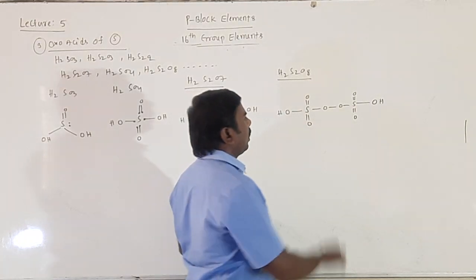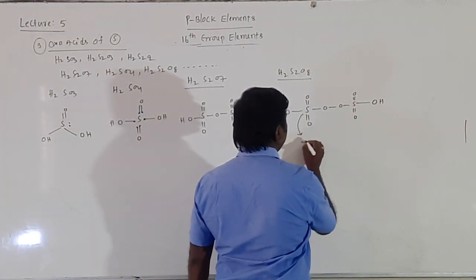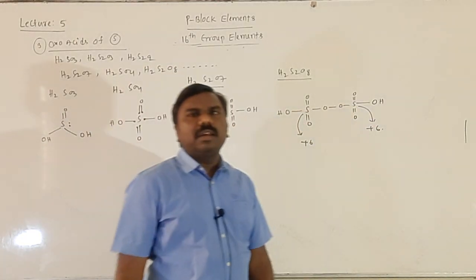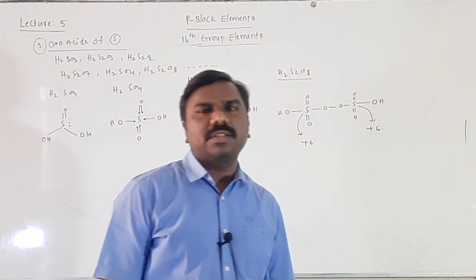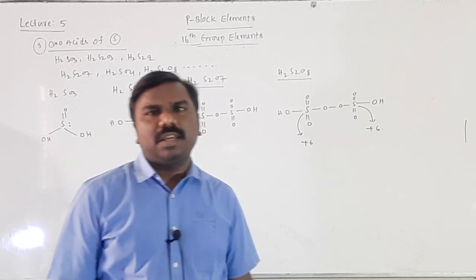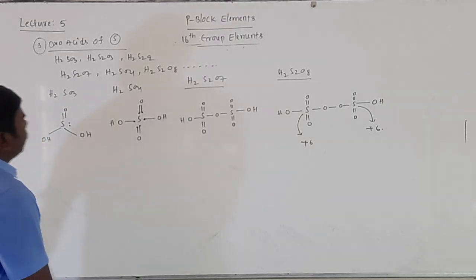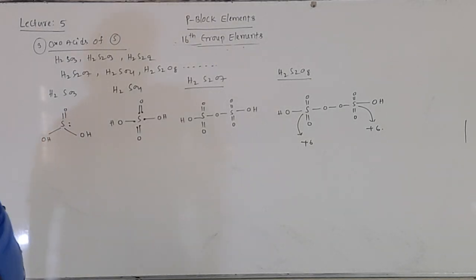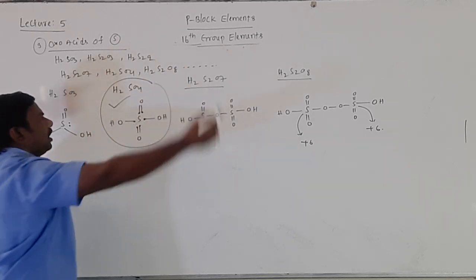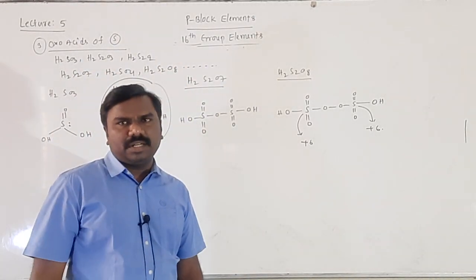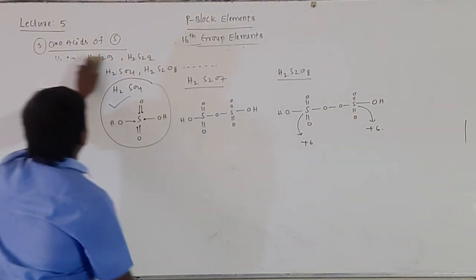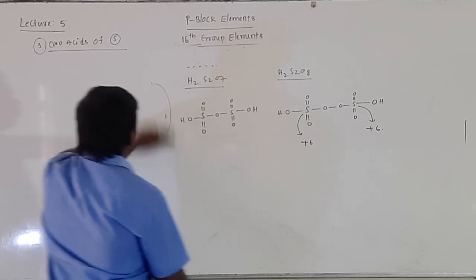Calculate the oxidation state for sulfur, students. For this sulfur plus 6, for this also plus 6. How do you get plus 6? You just verify, students. If you have the answer, just write it, otherwise ask in our WhatsApp group. Right, these are the acids. Among these acids, in our syllabus they have given sulfuric acid, H2SO4. We discuss that acid.